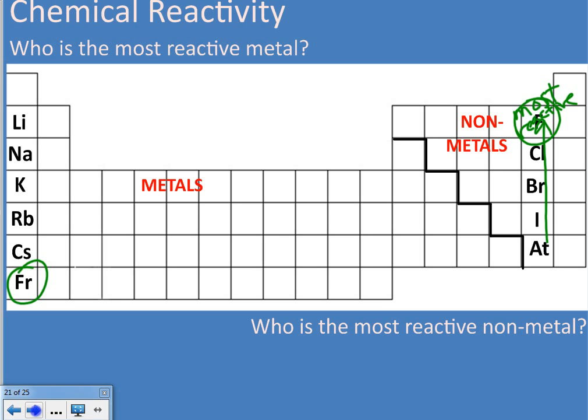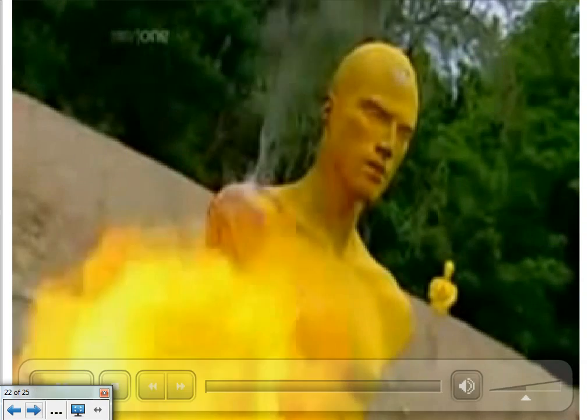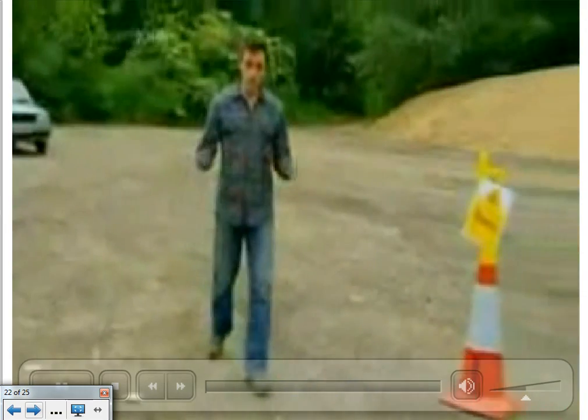All of the noble gases are essentially non-reactive. They have a full valence shell, and therefore they have no need to react with any other elements. So we just ignore them for this discussion of reactivity. All right, we're going to leave you with a video clip, this is a Brainiac video clip, and I'll just let that take it.